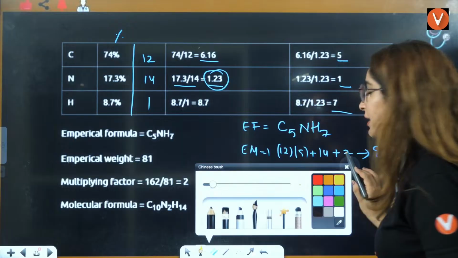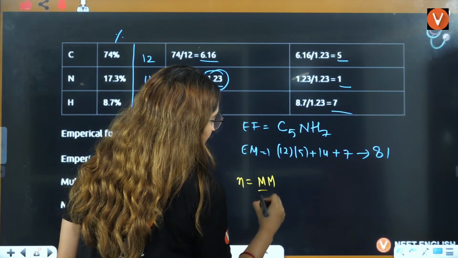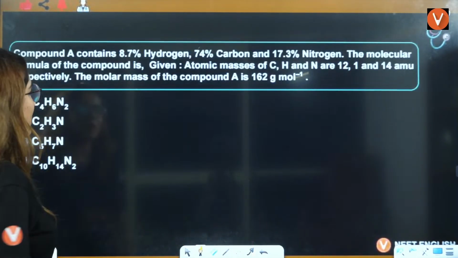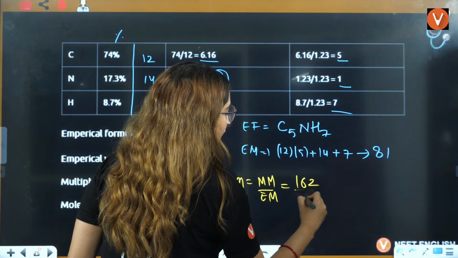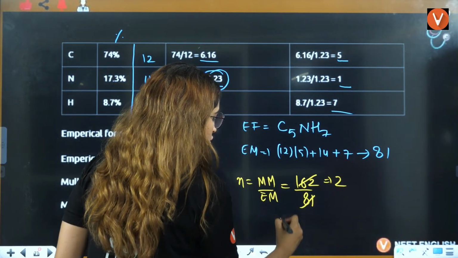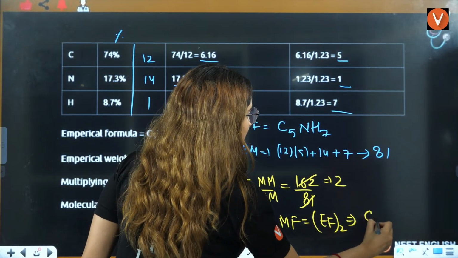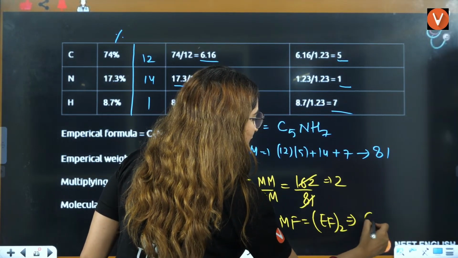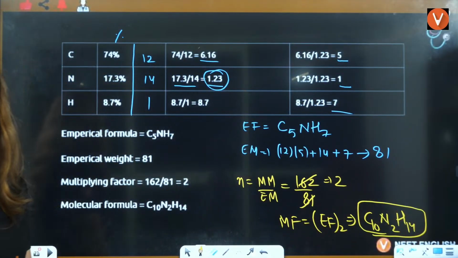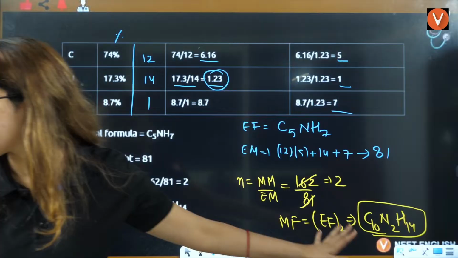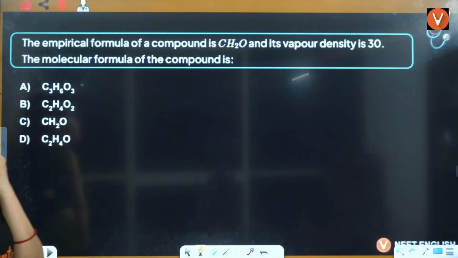Now we know that to calculate the molecular mass, n is equal to molar mass by empirical mass. Molar mass in the question will be given to you, that is 162, right? So it is 162 by 81, that is nothing but 2. So the molecular formula is the empirical formula times 2, that is C10H14N2. That is going to be the answer for molecular formula here, right? Okay. So the answer D is the correct answer here.